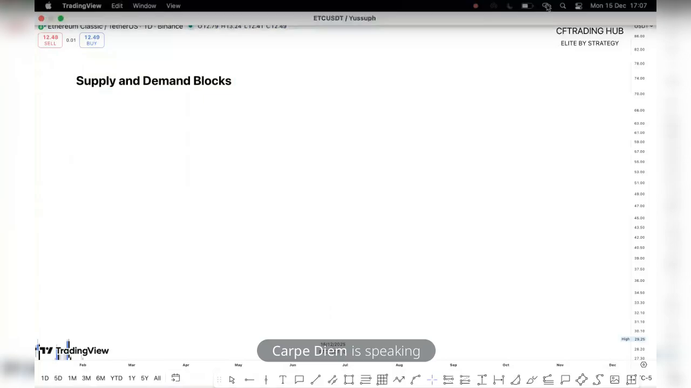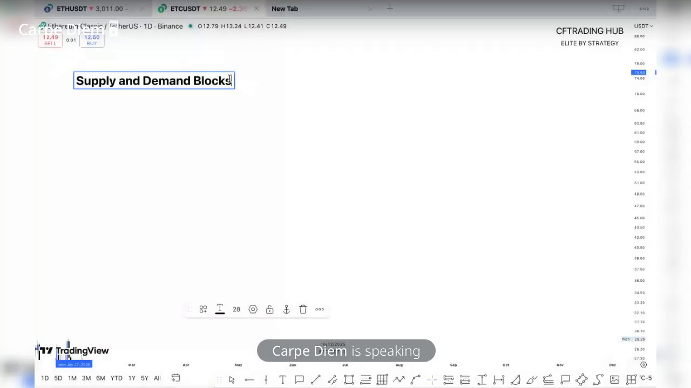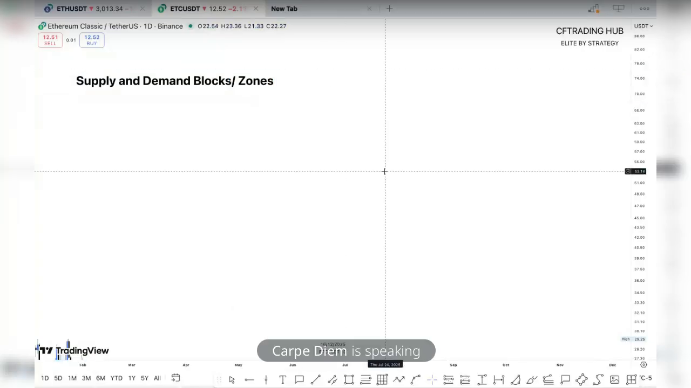So what are supply and demand blocks? They are basically rejection levels, basically zones. You can call them supply and demand blocks, or you call them zones. These are particular levels in price where price rejection occurs. That is what a supply and demand block means.